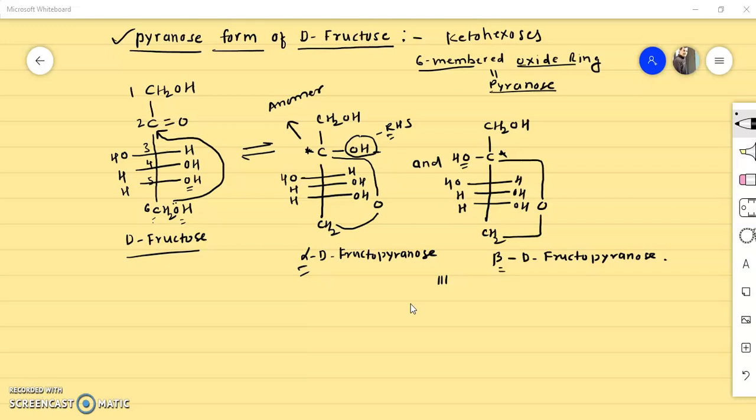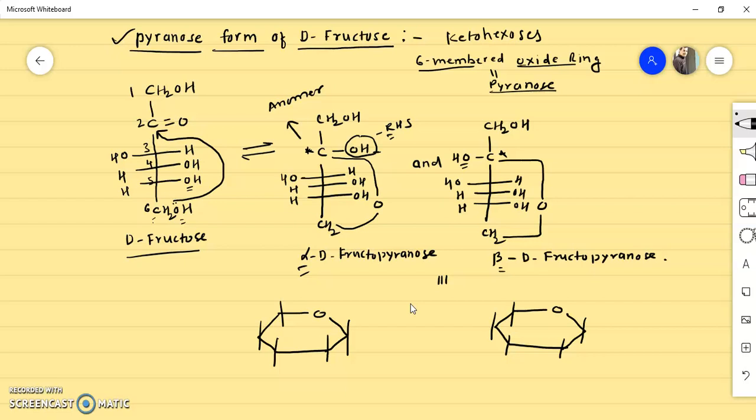So we will draw the Haworth form of alpha D fructopyranose and the Haworth form of beta D fructopyranose over here. To draw the Haworth form, I will first draw a ring structure in this way. This will be for alpha D fructopyranose, and I will draw another ring structure for beta D fructopyranose. Then I will draw the bonds in this way, and here also I will draw the bonds. It is very simple.